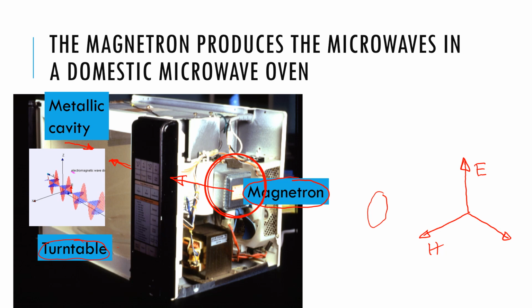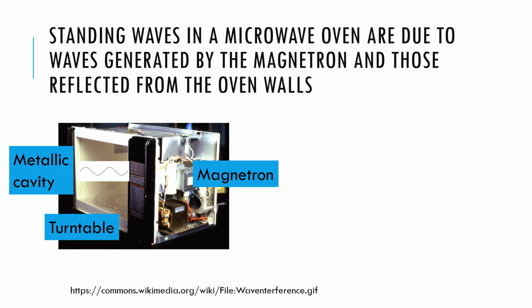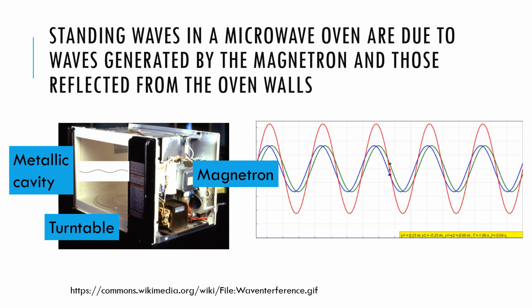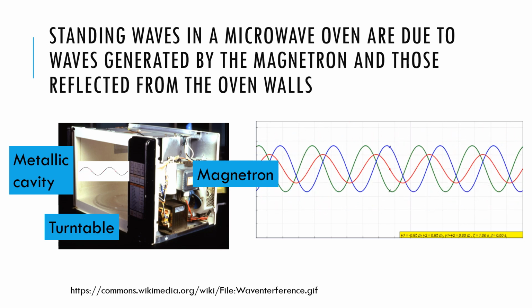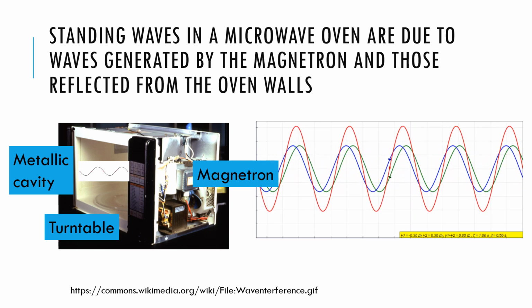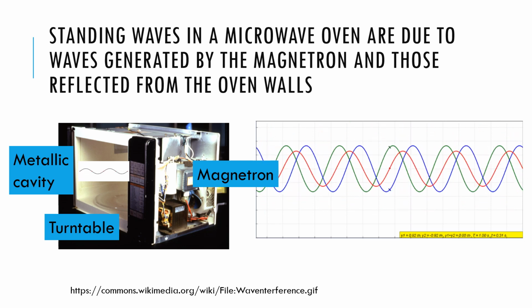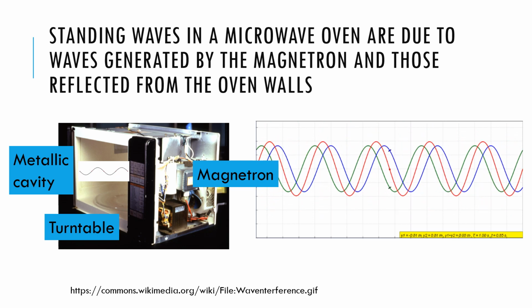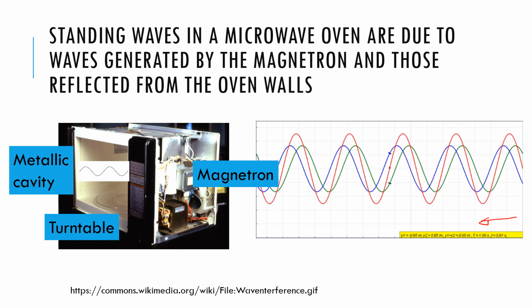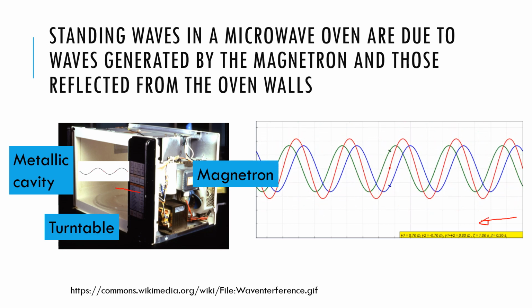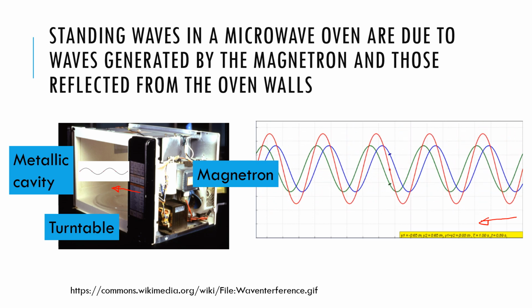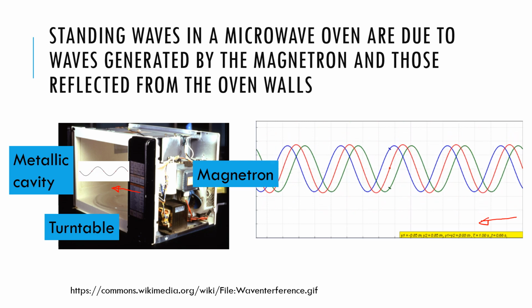So let's look at what is causing the non-uniformity. I just mentioned standing waves, so let's spend some time slowly trying to understand what standing waves are and how they are formed. Let's look at this picture here with the red, green, and blue. The blue waves are coming from the right. That's like the magnetron generating and sending waves inside the microwave oven, which is called a cavity.